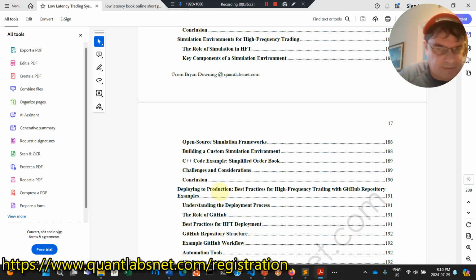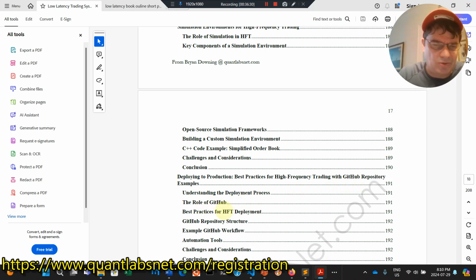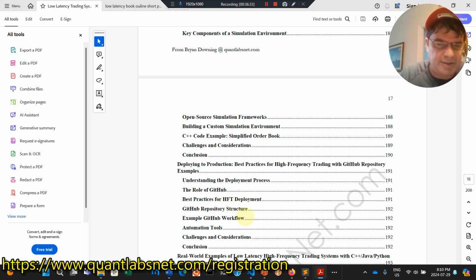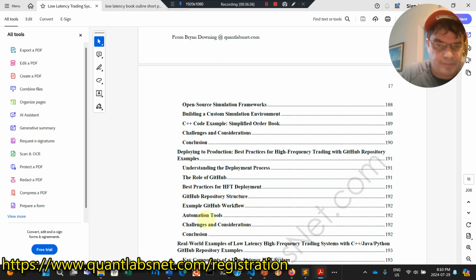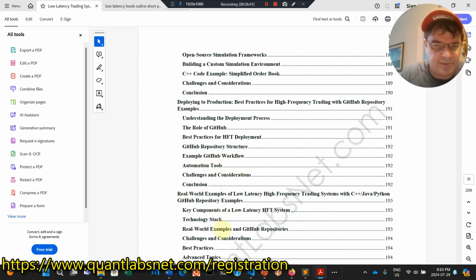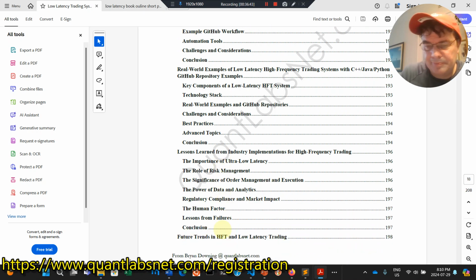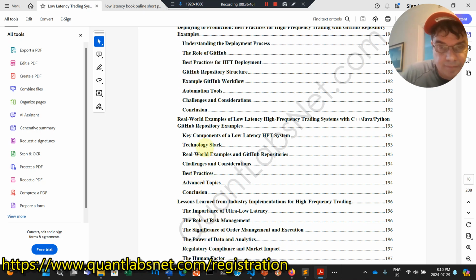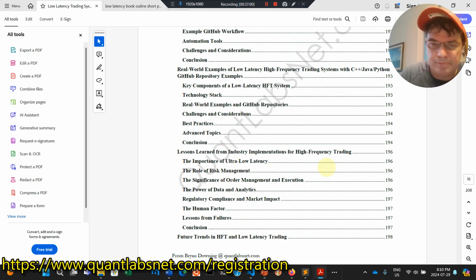Deploying to production once you get there. Best practices by using a GitHub repository. Deployment process, the role of GitHub. Best practice for HFT deployment. GitHub repository structure. Automation tool, challenges and considerations. So here, we get into the real world stuff. Looking at technology stack, real world examples in GitHub repositories. There's a bunch you can look at. They're open source projects as examples, challenges and considerations, best practices, so forth.